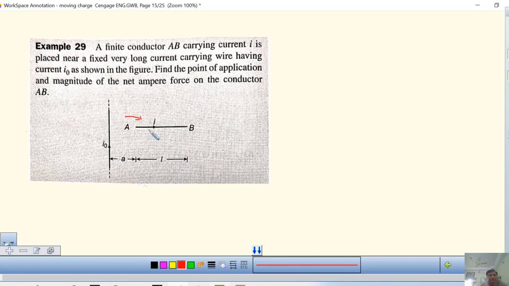So here, basically the force is equal to IL cross B. This is our basic formula. Here B is produced by this long wire and IL is that of the short wire. But how is the magnetic field near this point and near that point? It is different, because this point is near at distance A and the far point is at A plus L. So B will be different.